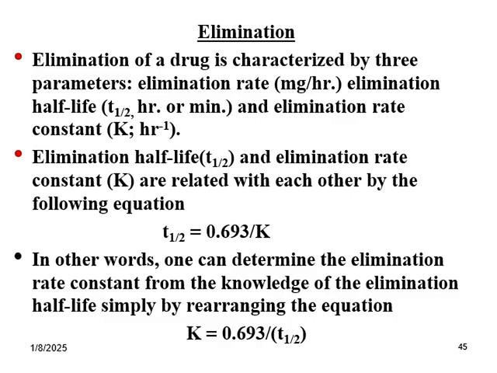That means one can determine the elimination rate constant from knowledge of the elimination half-life simply by rearranging the equation. For example, if you know the K, you can calculate the half-life. And if you know the half-life, you can calculate the K. You only need to use the number 0.693. That number you must memorize.